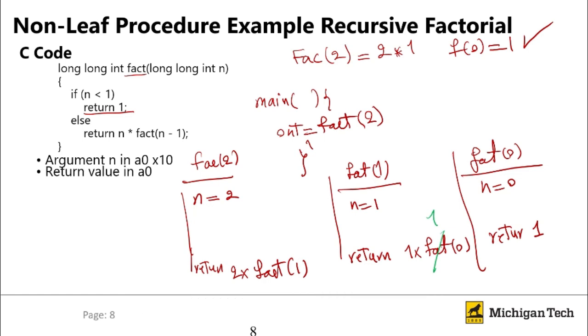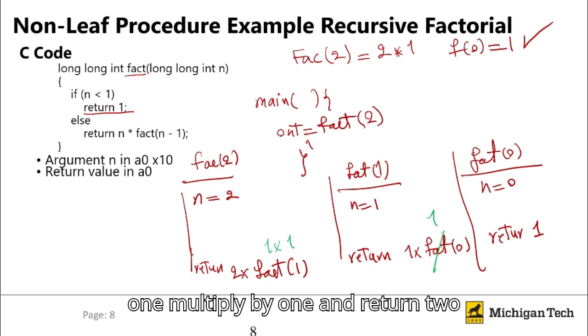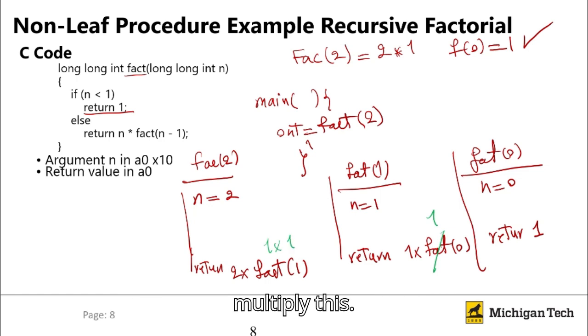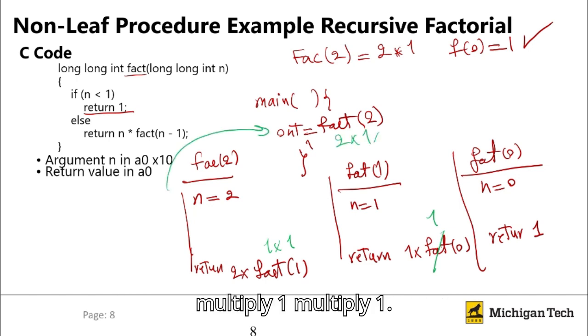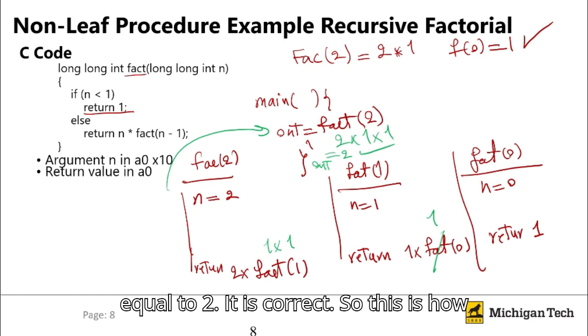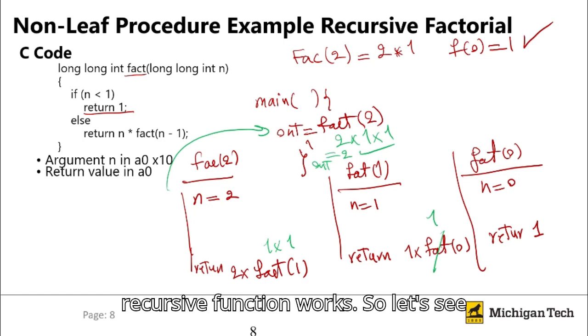Return back here, 1 multiplied by 1, and return 2 multiply this. So we return that. So it's going to be 2 multiply 1 multiply 1, which is equal to 2. So out is equal to 2. It is correct. So this is how a recursive function works.